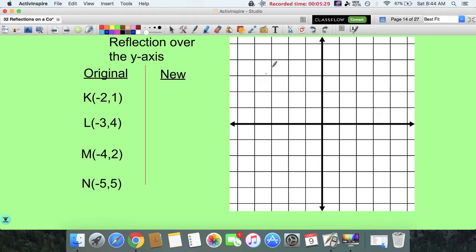Finally, let's do one over the y-axis. So here's my y-axis. Here's my x-axis. Point K is negative 2 and 1. Point L is negative 3 and 4. 1, 2, 3, negative 3 and 4. Point L. Point M is negative 4 and 2. Negative 4 and 2. Oh, and point N is negative 5 and 5 right here.